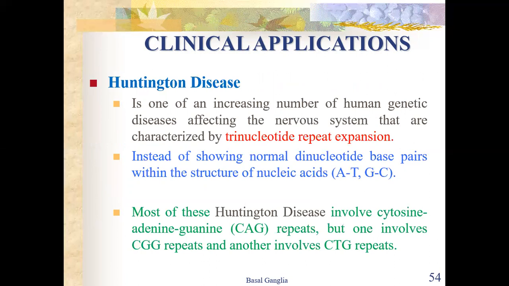in the trinucleotide base pairs in the structure of the nucleic acids. In Huntington's disease, the subject exhibits trinucleotide repeat expansion. So instead of having adenine and thymine, guanine and cytosine as base pairs in the nucleic acid, there is a repeat of trinucleotides, cytosine, adenine, guanine repeats. And sometimes it can involve cytosine, guanine repeats and other repeats of nucleotide base pairs.